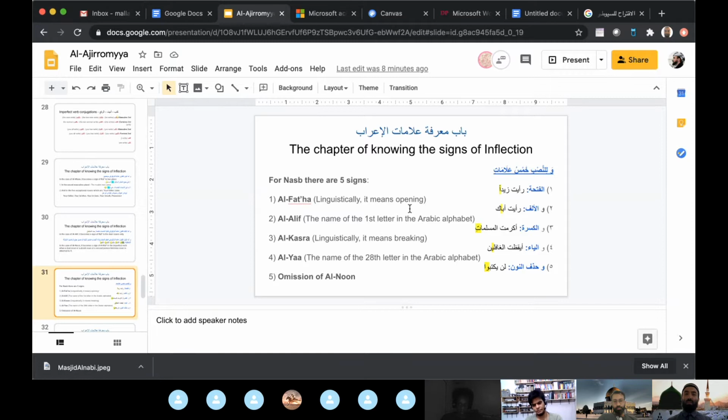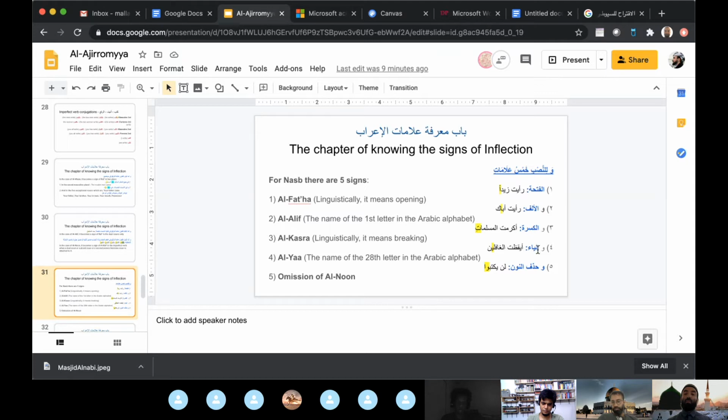Al-Fathatu. The first sign of nasab is Al-Fatha, which linguistically means opening, right? The second sign of nasab is Wal-Alifu. This is the first letter in the Arabic alphabet. The third one is Wal-Kasratu. This is the diacritical mark Al-Kasra. It means breaking, right? And we said when you pronounce the Kasra, you're kind of breaking your bottom lip. So that's a relationship between the linguistic meaning and what's actually happening when you pronounce it.